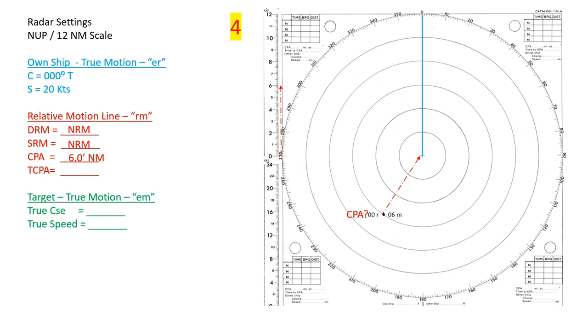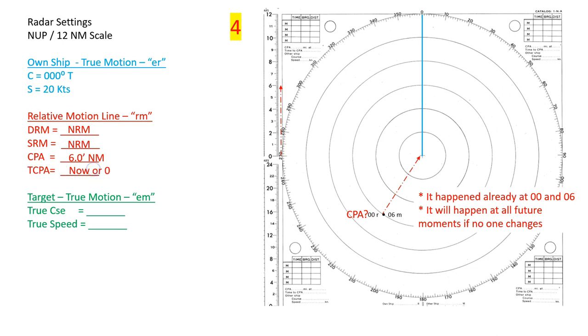So now the TCPA, well, you could express this a variety of ways, but because it's at all moments, let's just go ahead and say 0. Okay. Now, what's the true course and speed? Well, to get the true course and speed, I'm going to add in my motion. So I'm going 0, 0, 0 at 20 knots.